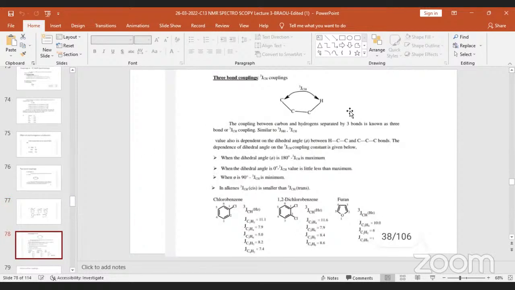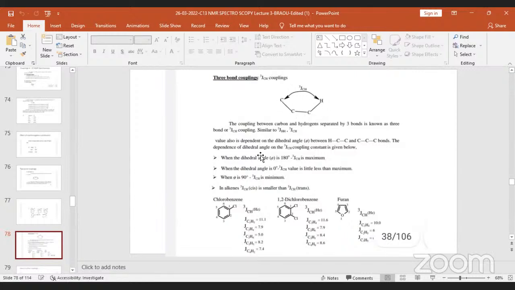3 bond couplings. Again, similarly, the carbon and hydrogen that are being coupled are separated by 3 bonds, 1, 2, 3. It is similar to vicinal couplings in Proton Nmr. In Proton Nmr also, neighboring protons couple. So here also it is similar to vicinal coupling. In Proton Nmr, that vicinal coupling is dependent on dihedral angle. Hope you remember it. And here also it is dependent on dihedral angle. The dihedral angle is the angle between two planes, CCC and CCH.